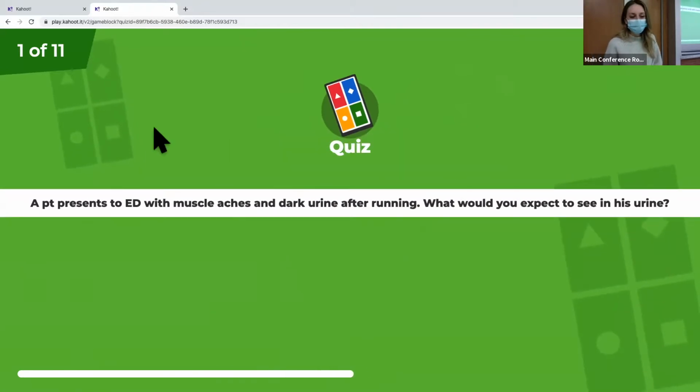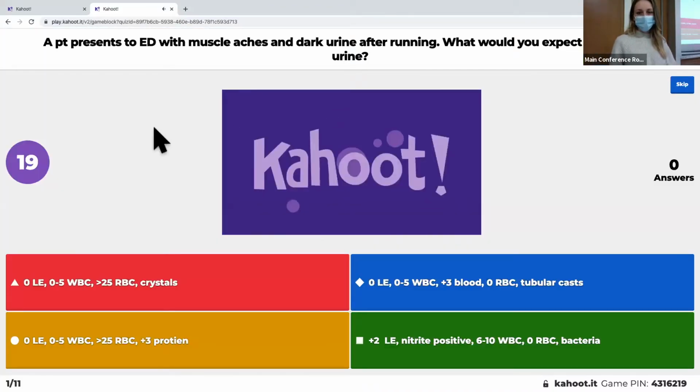Okay, so first question. Patient presents to the ED with muscle aches and dark urine after running. What would you expect to see in his urine?